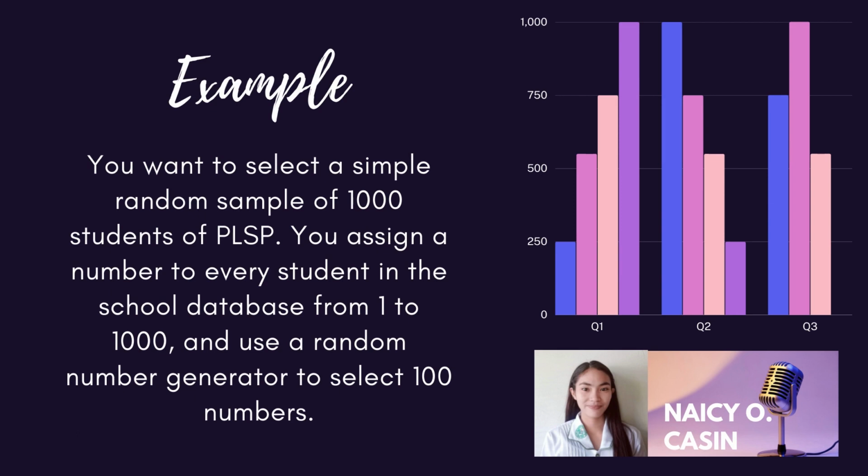You assign a number to every student in the school database from 1 to 1,000 and use a random number generator to select 100 numbers to become your respondents. Pwede natin gamitin yung fishbowl technique na sinabi ko kanina. Ito yung isusulat natin yung pangalan ng bawat respondent sa isang papel tapos magpapabunutan para maiwasan natin yung bias. Or pwede naman yung roulette wheel technique, use of table of random numbers pag malaki na yung population na respondents natin.